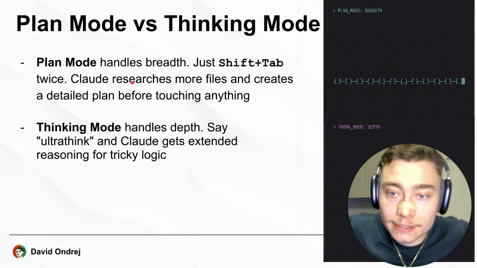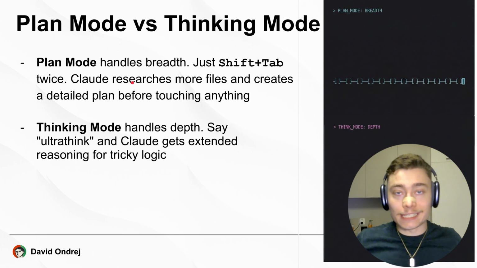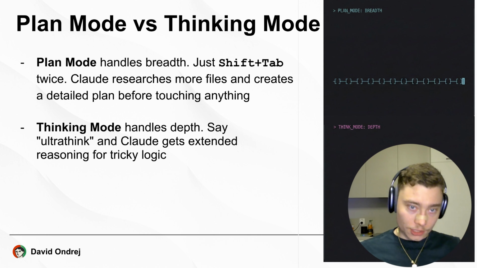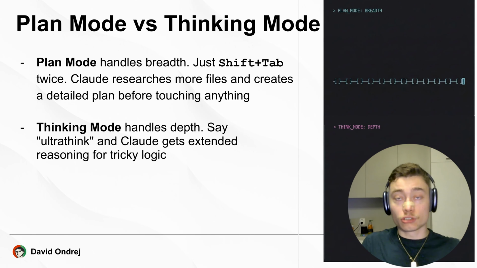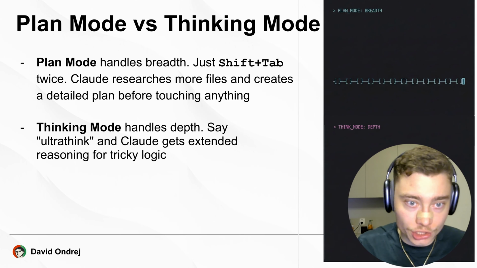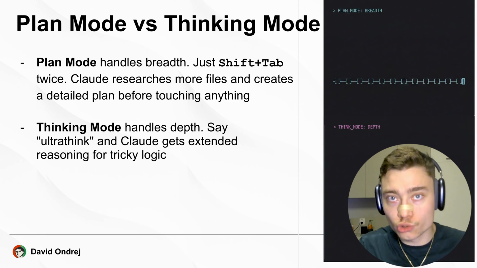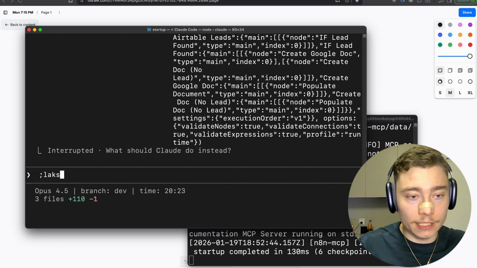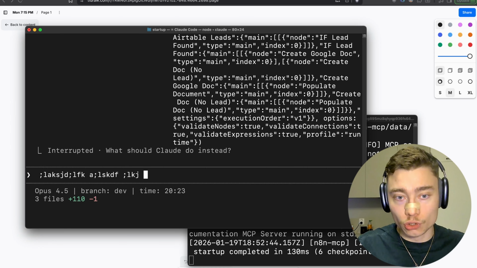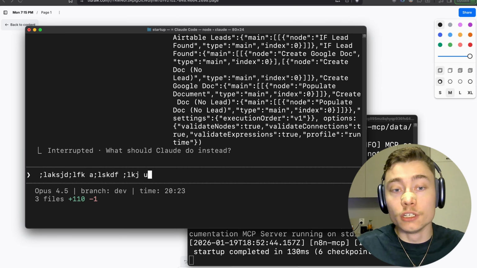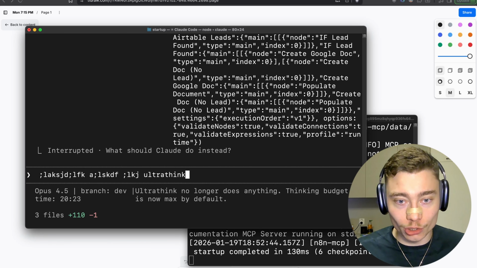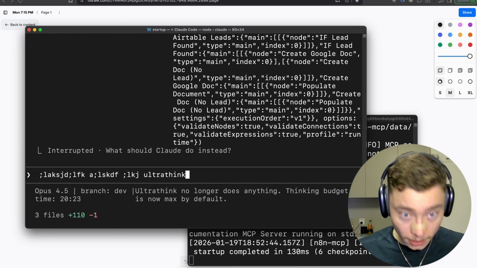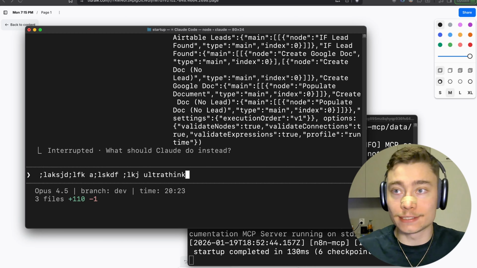Now, thinking mode is something else, and it could be complementary. This handles depth. There are four different strengths: think, think hard, think harder, and ultra think. If you want Claude Code to use the maximum reasoning effort, you would add ultra think somewhere in your prompt. So let's say this is your prompt, right? Then you could add ultra think at the end. However, this no longer does anything. So Anthropic's official course is outdated in this regard, right? This goes to show how fast the AI field is moving.